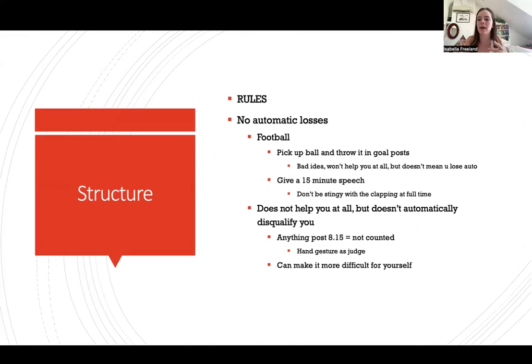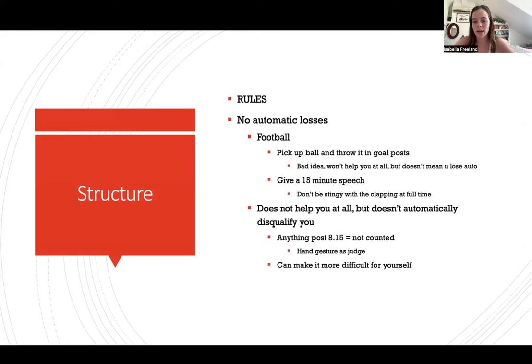So, you can do that. It doesn't help you at all, but it doesn't mean that you get an automatic loss. It's the same way that, for example, if you're being continuously clapped off and you keep on speaking up until 15 minutes, your team doesn't automatically lose. It'll certainly piss off the judge, but it's not going to make you automatically lose the debate. It just doesn't help you at all.